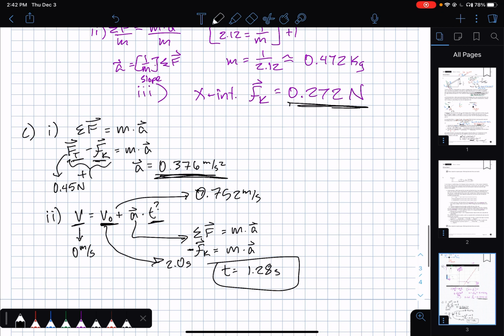So this part was worth 3 points all together. You got a point for figuring out the velocity there. You got another point for recognizing that you got a new acceleration being caused by friction. And then the final point comes from actually solving for time.